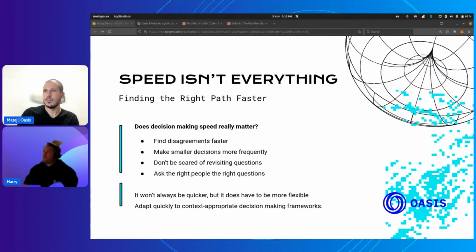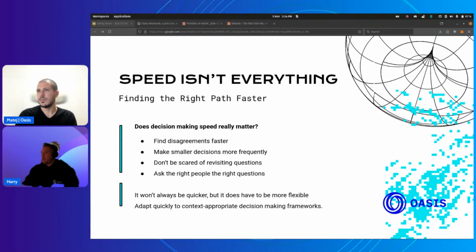And yeah, I know what some of you are probably thinking is, won't this make it slower? Imagine every single thing being nitpicked. But sometimes, yeah, it will. Being more inclusive and breaking things down into smaller pieces can take more time. But does raw speed matter more than making the right decisions? So if you think about it this way, by finding disagreements faster and making smaller decisions more frequently, you can spend less time going down dead end routes.